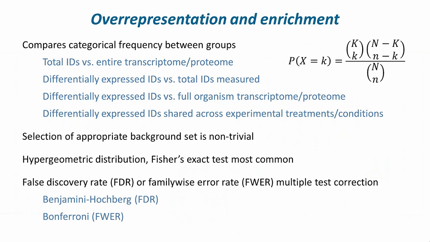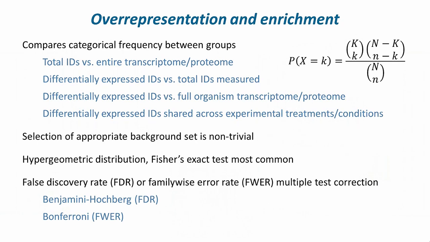More frequently, it's applied to compare differentially expressed IDs to either the entirety measured, such as all genes on a transcript array, or to its representation relative to all ontological assignments for the full organism, which would apply more to, say, current RNA-seq or proteomic studies. Finally, enrichment tests can be used to determine the probability of observed overlap between two distinct experimental groups or treatments.